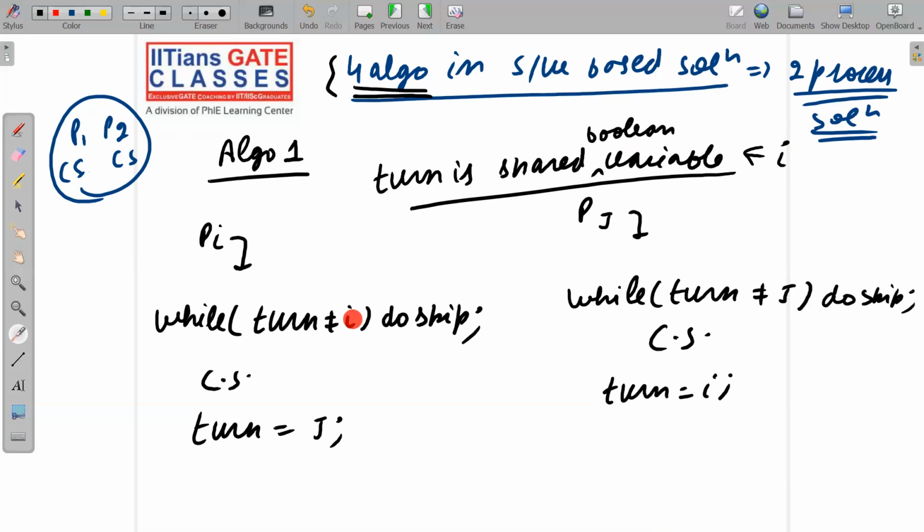So, i is not equal to i. Is it true or false? i is not equal to i is false. So it will not go here. So I will say that the lock is over, and it will enter the CS. Are you getting it?